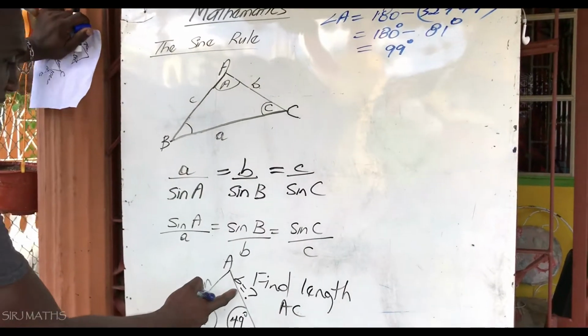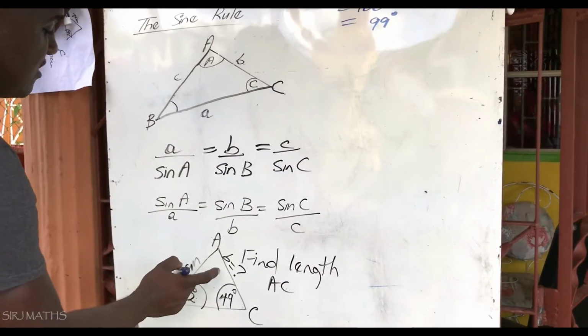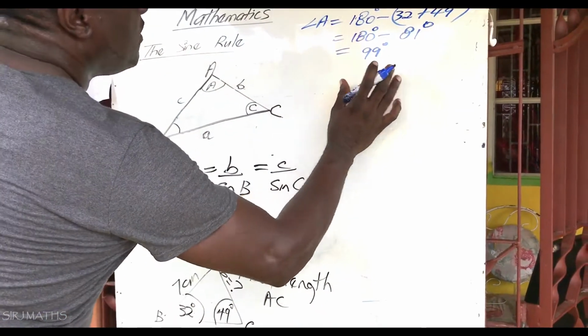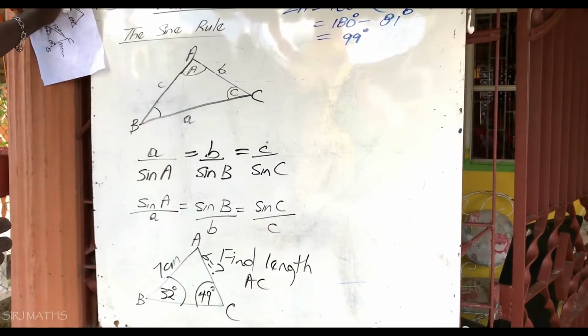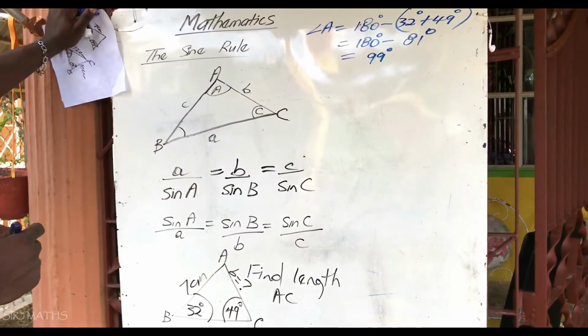And so we know that this triangle is not a right angle triangle. And if it is not a right angle triangle, we cannot use any of the trig ratios, neither can we use Pythagoras' theorem. So here we want to find this side, side B.